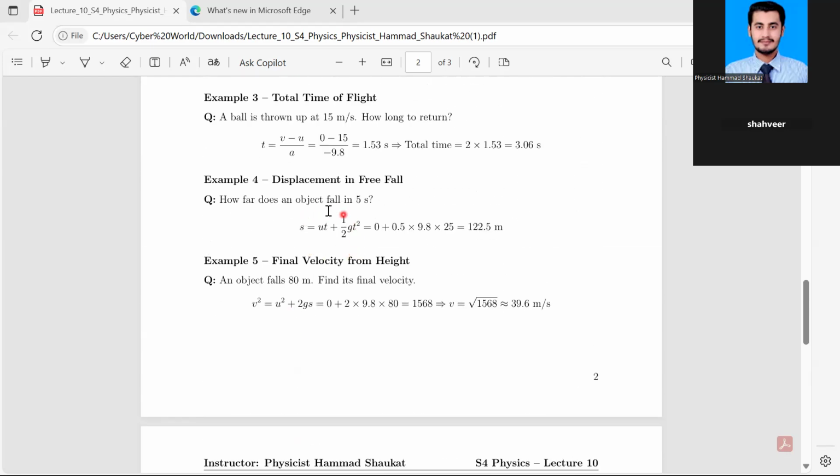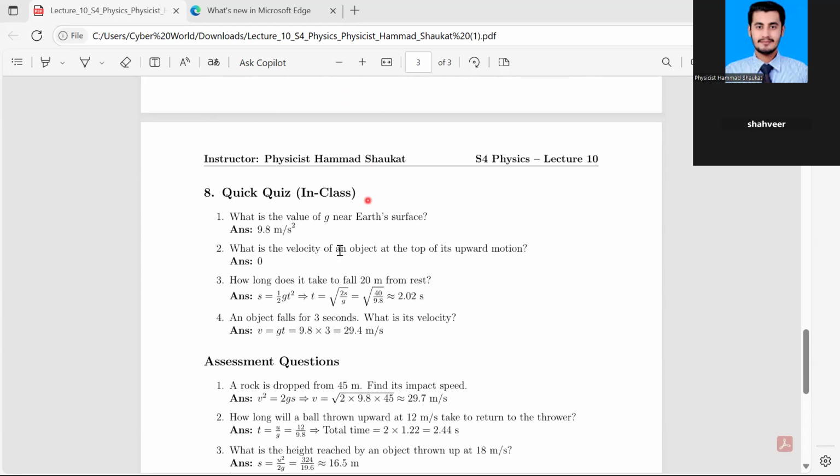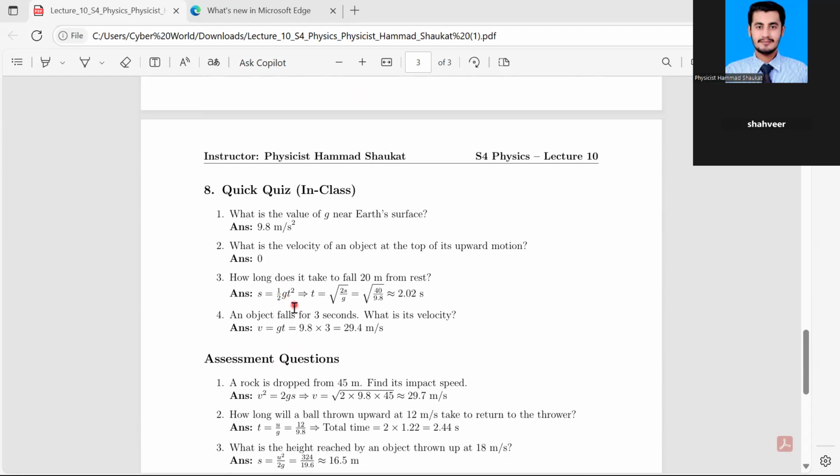This is your second equation of motion. In this scenario, u is 0, so u multiplied by time is 0, and that's why we are ignoring it. You only have to write 1 by 2 gt squared. This is how I write it here. And they're asking you to find what? How long, the time. So how can you find it?